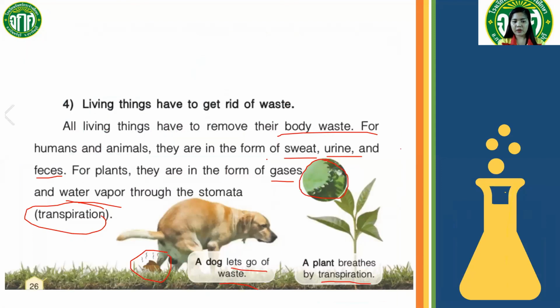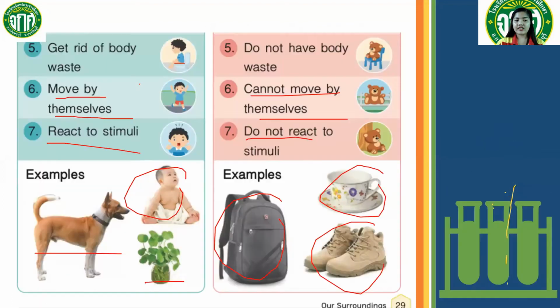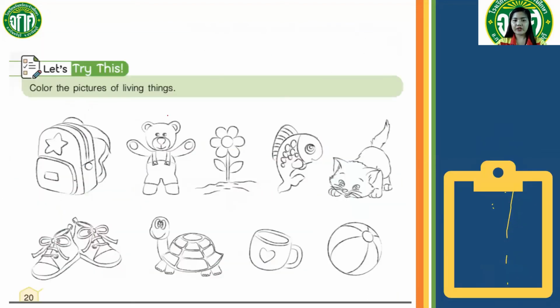Please open your book to page 20. In page 20, color the pictures of living things.